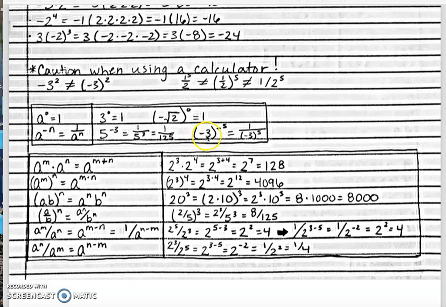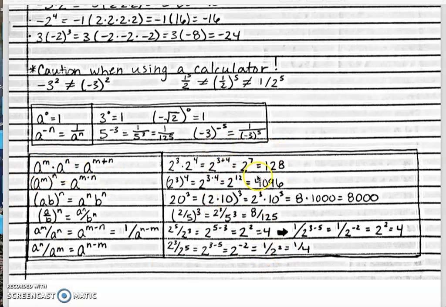Here's another example, negative 3 to the negative 5th power. That negative 5 right there means that we need to move across the fraction bar into the denominator. When I do that, the negative 5 becomes a positive 5 and my base stays the same. So I have 1 over negative 3 to the power of 5.